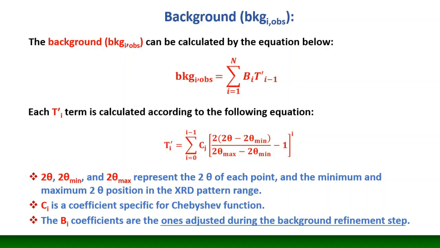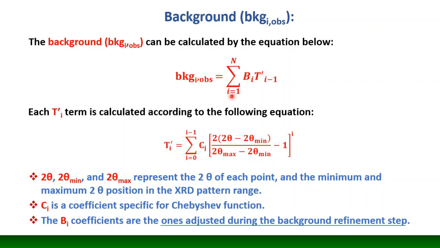The background can be calculated according to this equation over here, okay? Where there's the summation of the product between the coefficients B and the coefficients T prime. The summation is done throughout all the points in the X-ray diffractogram. So the factor T prime is shown here. It's again a summation where it takes into account the 2 theta position for each point, the minimum 2 theta position and the maximum 2 theta position. Then this is multiplied by a certain coefficient Ci. So this summation is done throughout all the points in the diffractogram, okay? And then they're taken into account here. And what is refined in the refinement are the coefficients Bi shown here, okay?